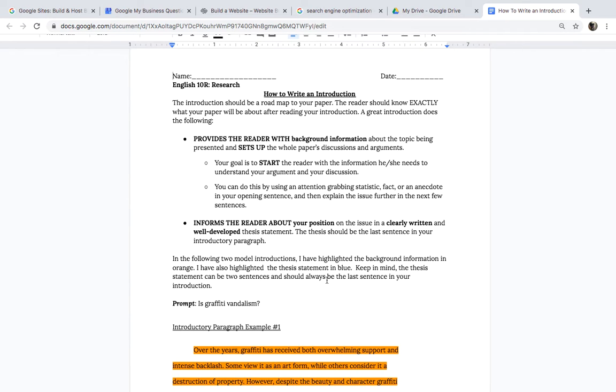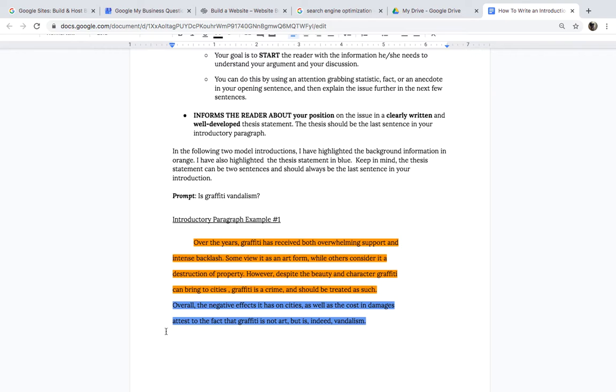What I want to see is that you set up the reader with background information. So if you're talking about pets in the workplace, your background information is going to start with talking about pets in general, right? The workplace in general. If you're talking about self-driving cars, your background information is going to start talking about cars in general, technology in general. Okay? And then the last sentence of your intro is going to be that well developed, clearly stated thesis.